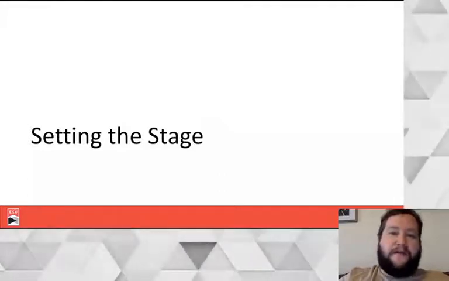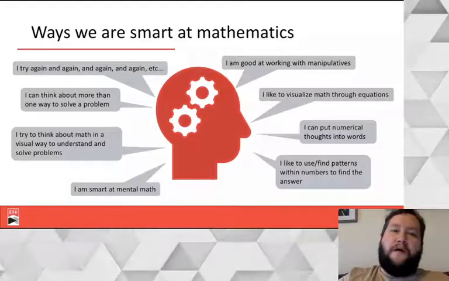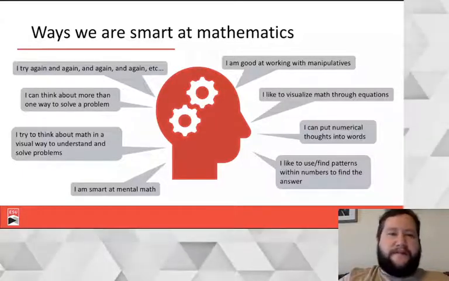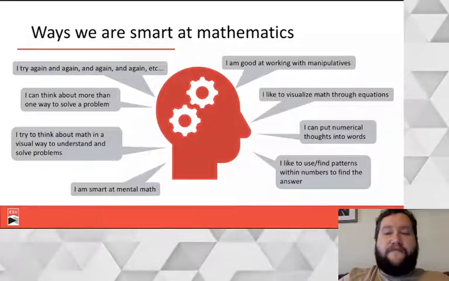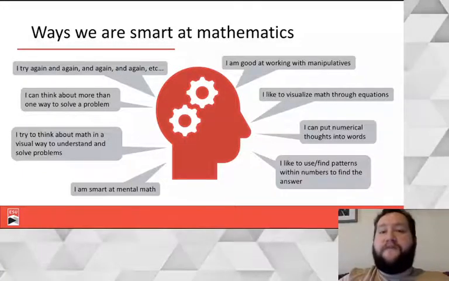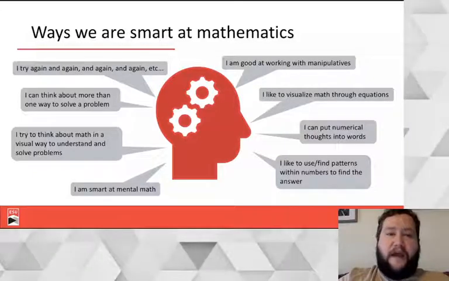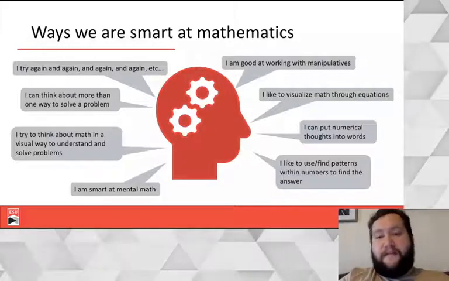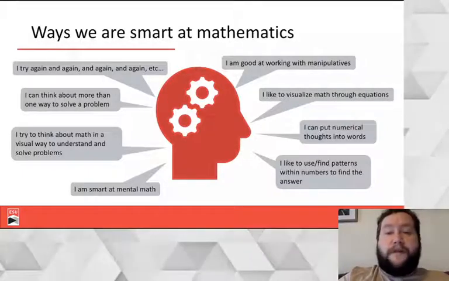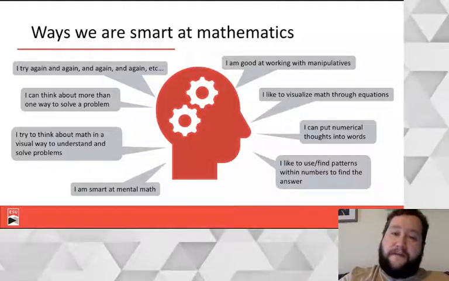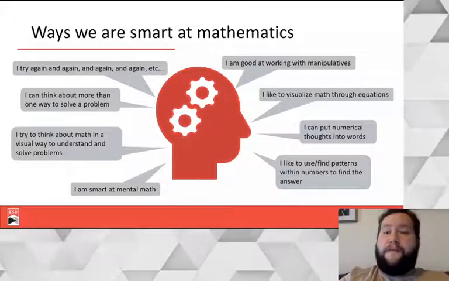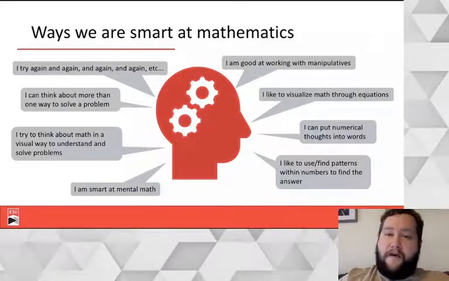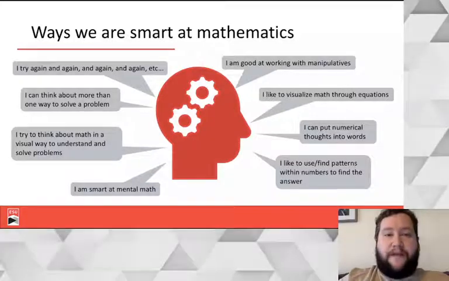Something I want to start with is the ways we are all smart at mathematics. Take a minute to look at some of these ways that we can be smart at math. We can be smart at mathematics if we try and try again, if we persevere, if we don't give up right away. We can be smart at math if we're good at drawing pictures that represent the mathematics that's happening. Maybe we're really good at working with manipulatives, and that's another way that we can be good at mathematics. Or maybe we're really good at putting our mathematical thinking into words, and so being able to talk and write about our mathematics is a way that we can be smart at mathematics.